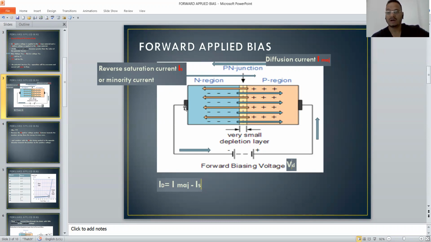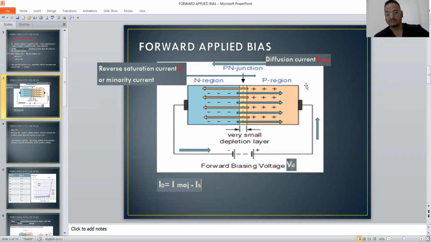That will be by putting this terminal connected with the negative terminal of the power, and after that putting the positive side with the P region. That means here we are doing something 100% different compared to the reverse bias. In reverse bias, the plus side goes with the N region and the negative side with the P region, so we must be careful. And after that, what will happen?